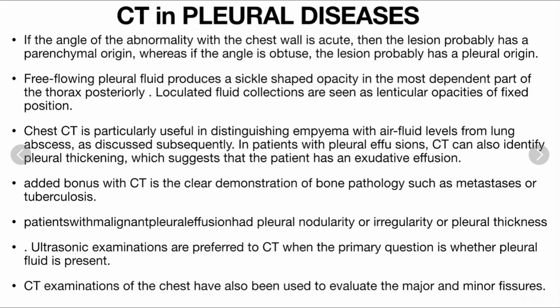So now, CT in pleural diseases. What is the role of CT scan in pleural disease? If the angle of abnormality with the chest wall is acute, like this is the chest wall, and the angle is like this or like this, then the lesion probably has a parenchymal origin. Means it has been growing like this. Whereas if the angle is obtuse, then the lesion is probably due to malignant pleural involvement. If it is like this, here we can see an obtuse angle, so it is due to origin from the pleural surface, like the mass is originating from the pleural surface.